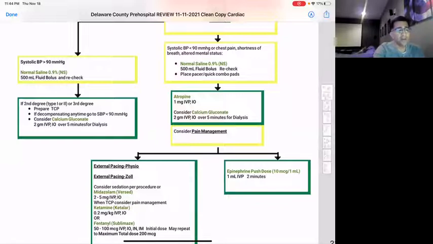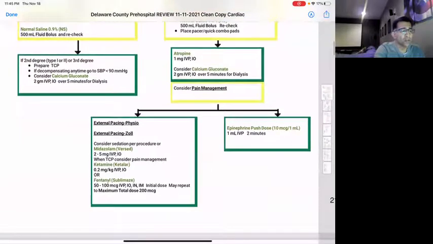And also consider calcium gluconate for these patients, particularly if they are end-stage renal or dialysis patients. Calcium gluconate is a great inotrope, and again, it can do that job. But if the bradycardia is due to hyperkalemia, this will actually get you going in the right direction. Consider, of course, pain management, because if this is a situation where you're going to need to start doing some pacing and things like that, well, you're all set up with a little bit of pain management on board already.